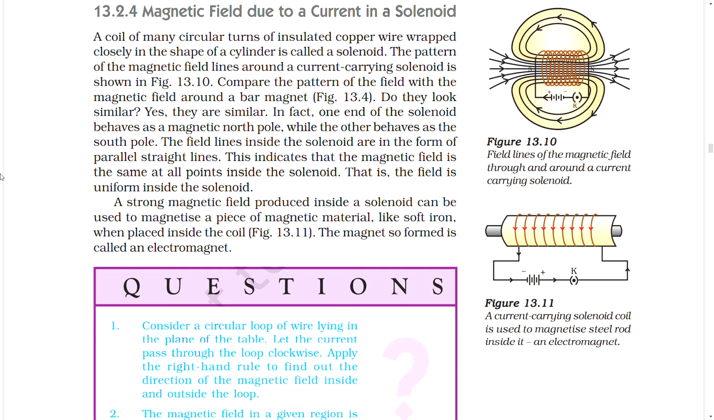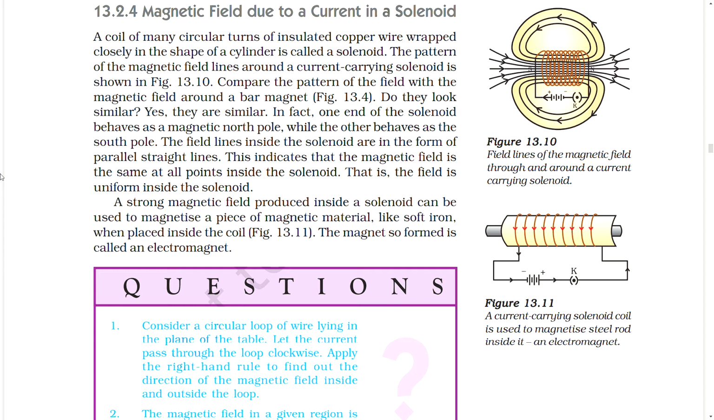Magnetic field due to a current in a solenoid. A coil of many circular turns of insulated copper wire wrapped closely in the shape of a cylinder is called a solenoid. The pattern of the magnetic field lines around a current carrying solenoid is shown in the figure. Compare the pattern of the field with the magnetic field around a bar magnet. Do they look similar? Yes, they are similar.